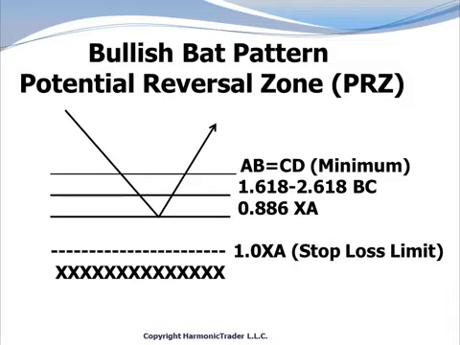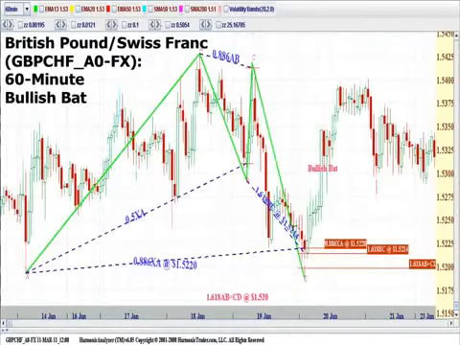Typically, in the bullish bat, the 0.886 XA retracement will be the lowest number in the potential reversal zone. Now, for the bat pattern, we define our stop loss limit just below the 1.0 extension, that is, the initial low at X. We place that stop loss below X, and any price action that trades beyond this level is considered an invalid structure.